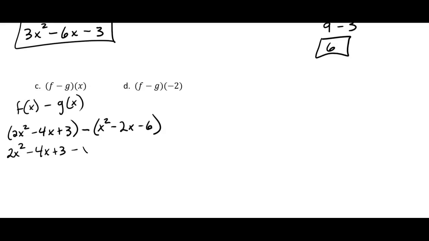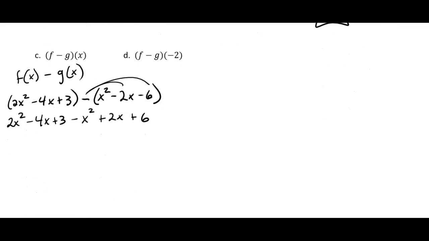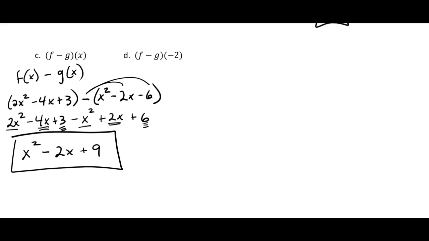So it's going to be minus x squared plus 2x, because minus a minus, right? And then plus 6 is minus a minus. Okay, now let me make sure I copied that down right. Okay, it looks right. So now we can combine like terms. So I have 2x squared minus x squared. That's going to be just 1x squared. I have a negative 4x and a positive 2x, so that's going to be negative 2x. And then I'm going to have a 3 and a 6, that's going to give me 9. So f of x minus g of x is that polynomial, that trinomial.